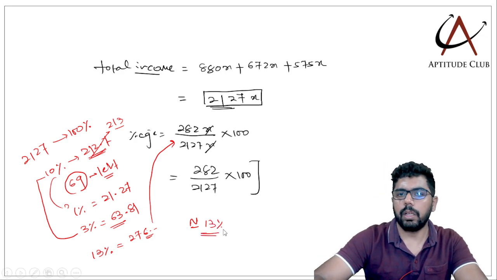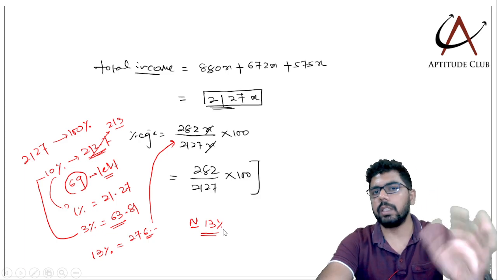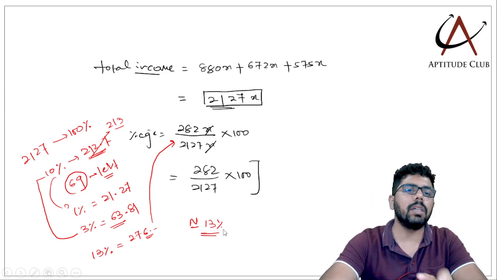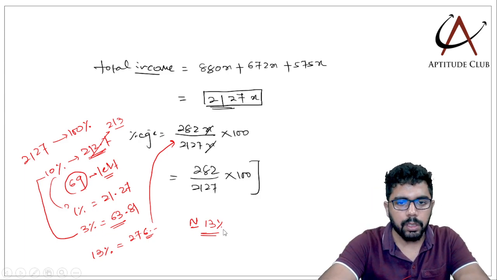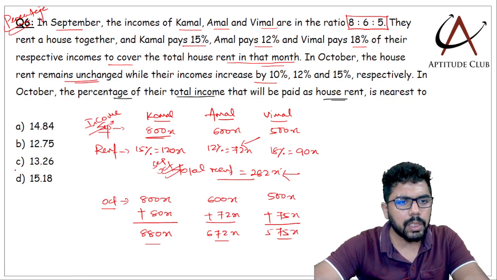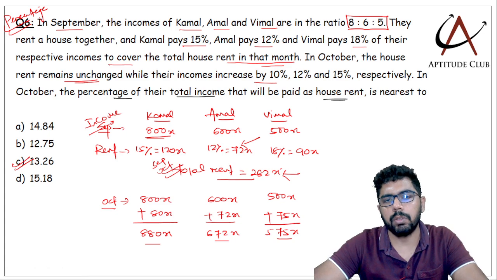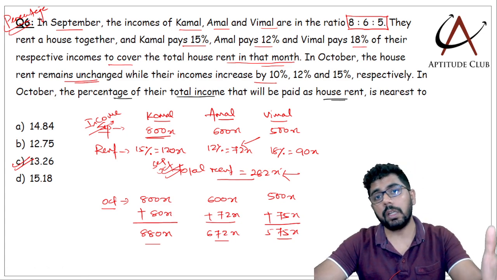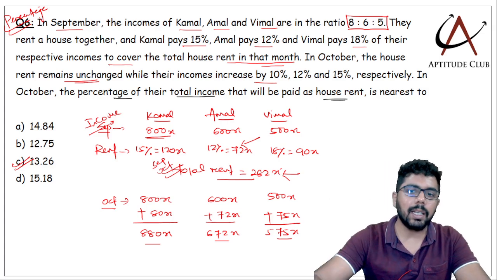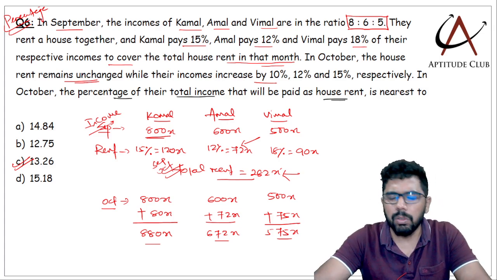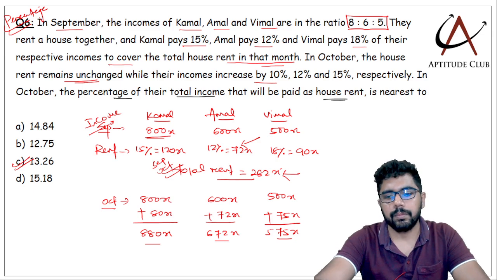Roughly. In CAT calculators are allowed, so you can easily use calculators. I'm just saying a way to approximate in your mind. So roughly it should be 13%, so 13.26. The only available option is 13. Had all options been around 13, then we could have gone for a detailed calculation. But here only one option was there, so easy.